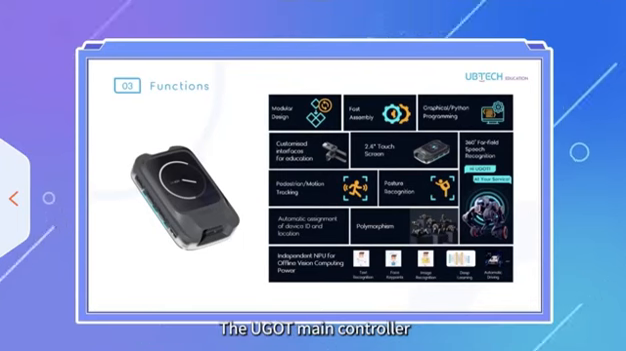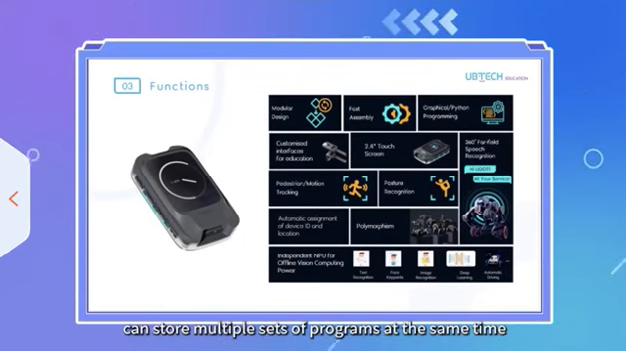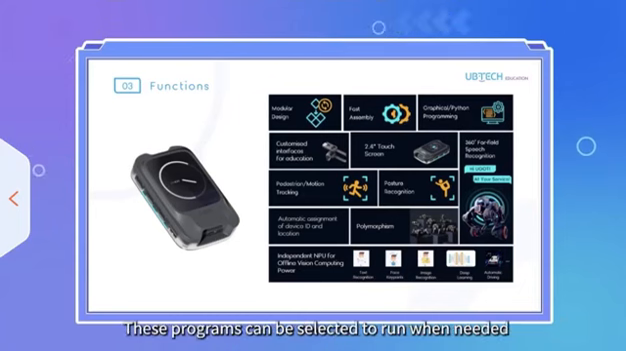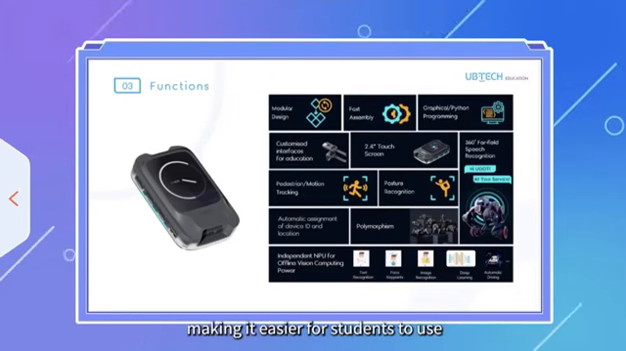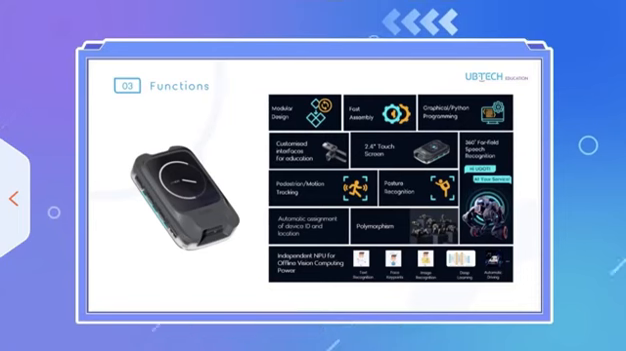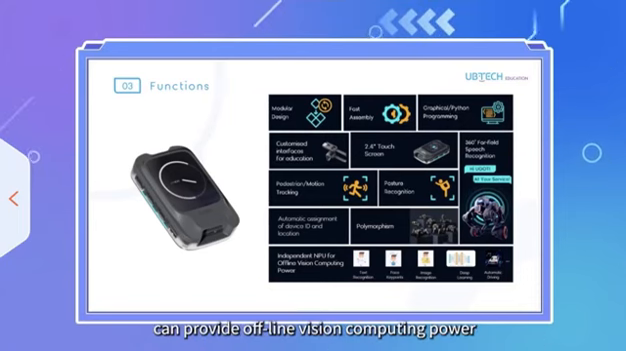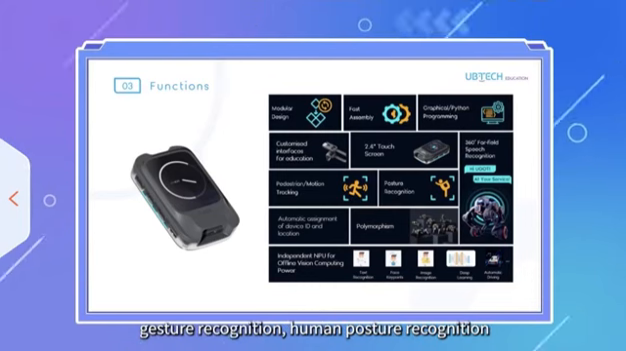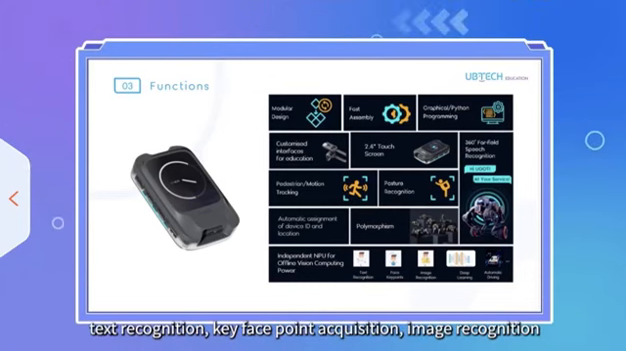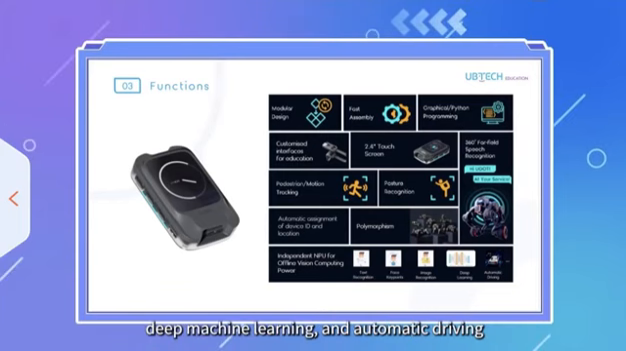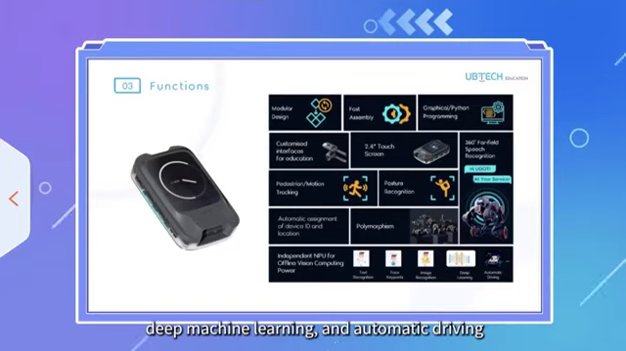The uGot main controller can store multiple sets of programs at the same time. These programs can be selected to run when needed, making it easier for students to use. The controller with an independent NPU can provide offline version computing power, gesture recognition, human posture recognition, text recognition, key face point acquisition, image recognition, deep machine learning, and automatic driving.